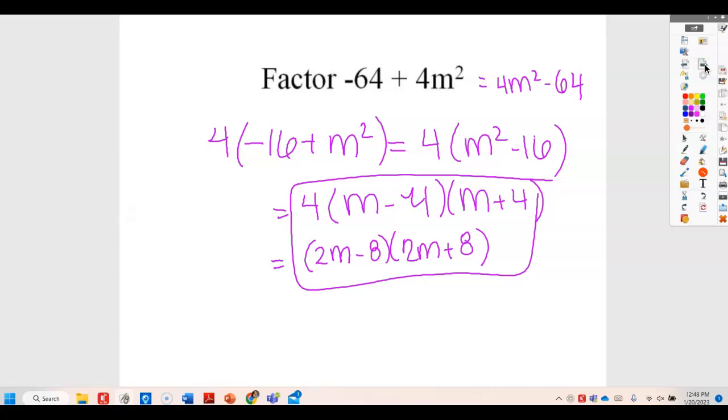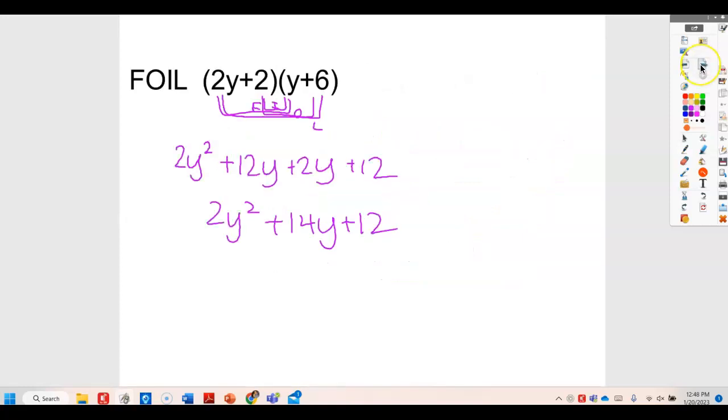So again, our goal is to get to the first. And then in the last one, you were foiling. So again, just making the connection between factoring and foiling. Because today, we are going to do FOIL in reverse.